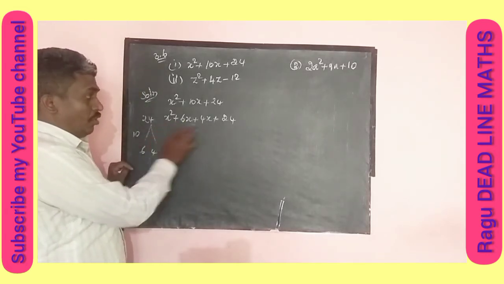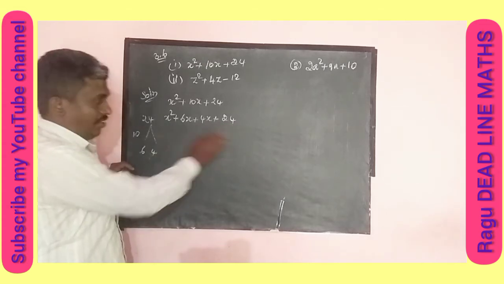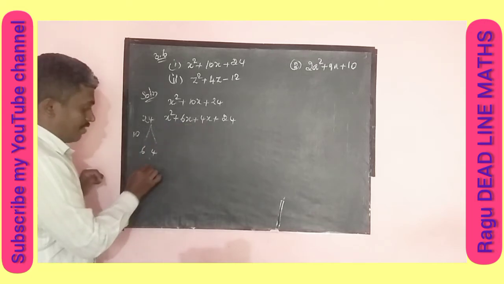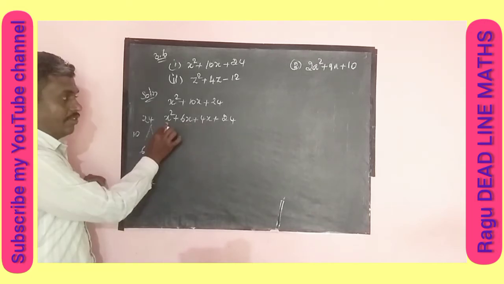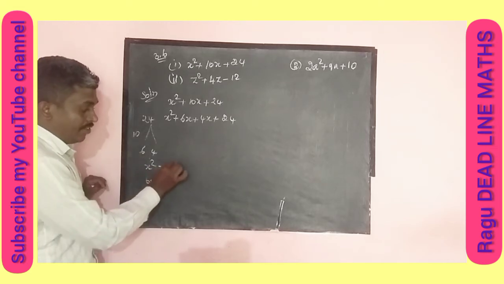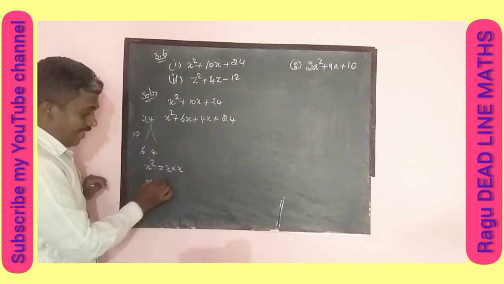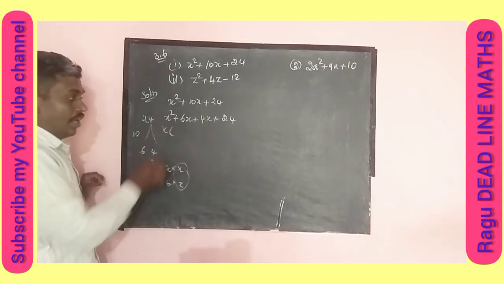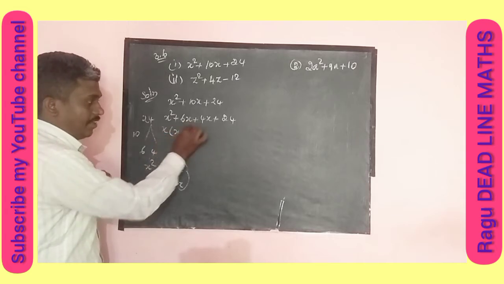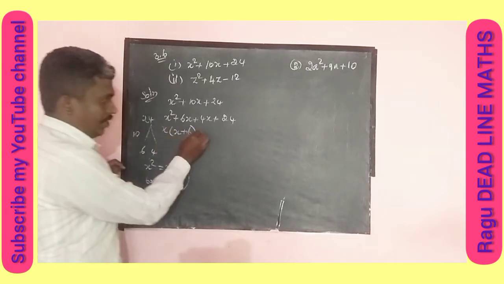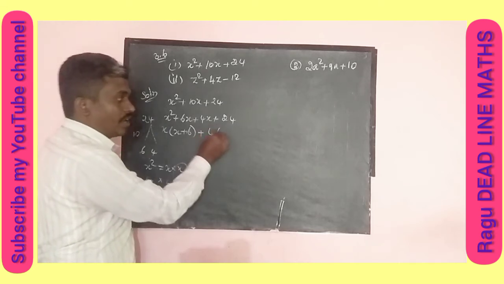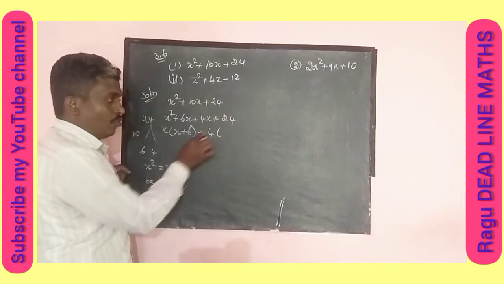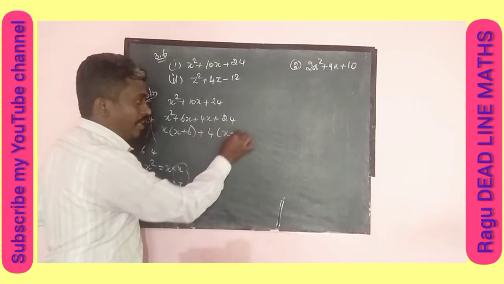The next step: we got four terms. Here the first two terms are x square and 6x. X square means x into x, 6x means 6 into x. So x is common, and we take it outside. Then the balance is x plus 6. Here 4 is common in 4x plus 24. So 4 is common, and again the balance is x plus 6.